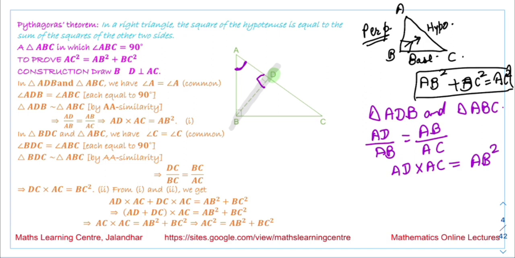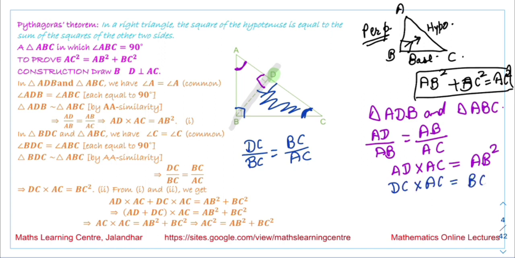Now if we talk about the triangle BDC and the larger triangle ABC, both these triangles are again similar, because the angle at B is 90 degrees, the angle at D is 90 degrees, and angle C is the common angle. So we get DC over BC equal to BC over AC. On adjusting these terms, we get DC into AC is equal to BC square.